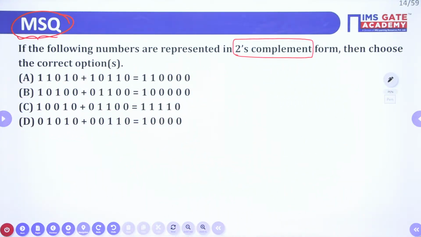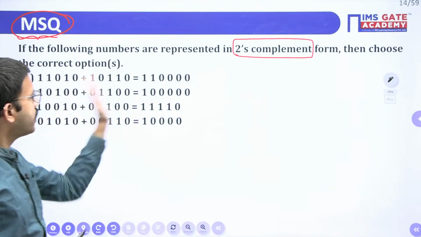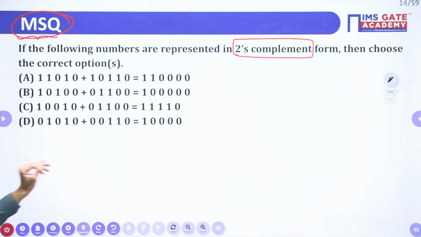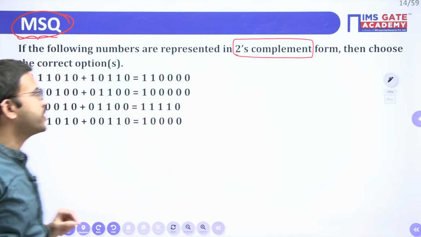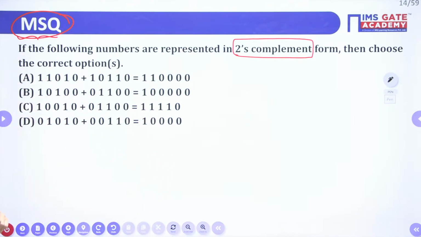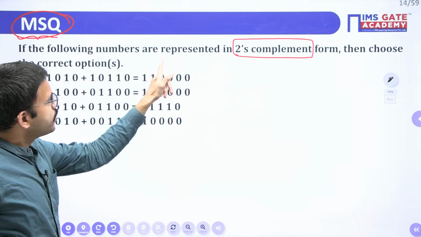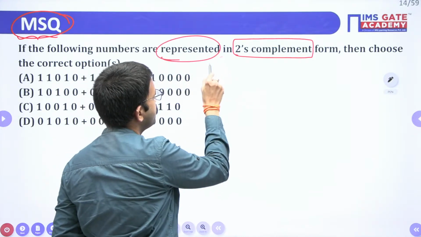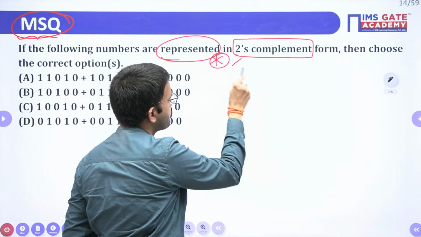See here what they have given. They have given numbers in the binary form and they have just performed the addition and they have given the equivalent value. But here one important point they have mentioned is: if the following numbers, that means all these numbers are represented in 2's complement form. This is a very important keyword.